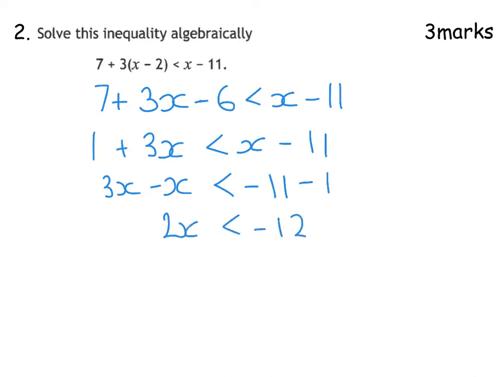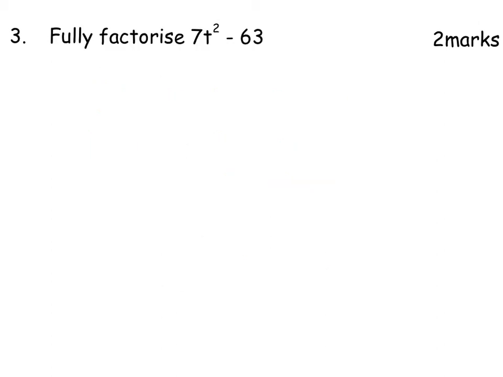There's no having to worry about flipping the signs here or anything because your x is positive. So we're simply dividing by 2. So you've got x is less than minus 6. So a really nice one there for 3 marks. A mark for getting to there. A mark for probably multiplying out your bracket. And a mark for getting to the 2x there.